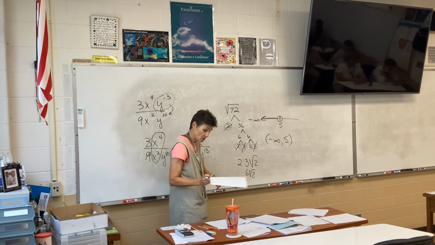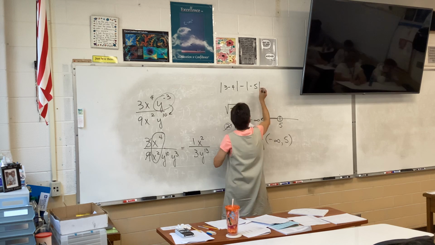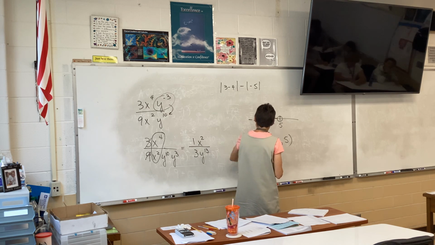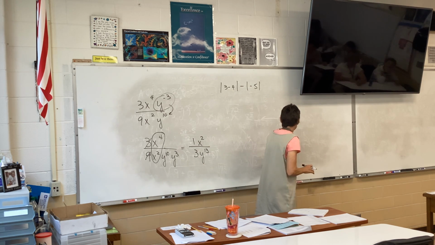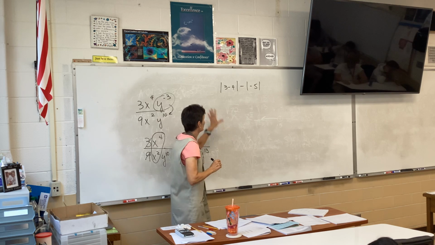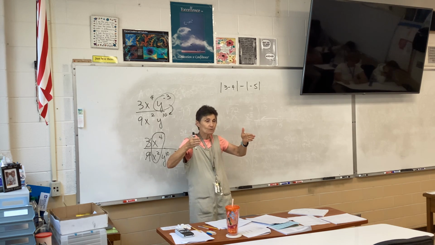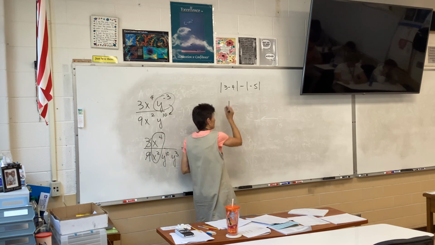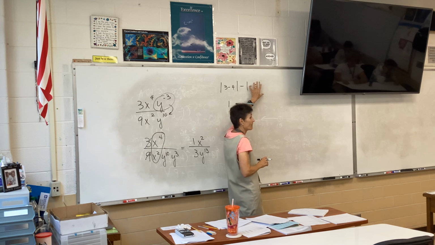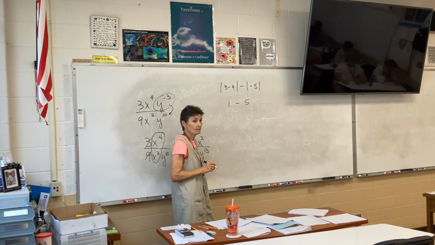All right, we're almost done with our practice quiz. We have to evaluate. So we're gonna do this carefully, one at a time, one piece at a time. It's very, very easy. All right, so what's 3 minus 4? Negative 1, but it's inside absolute value, so it's going to be positive 1. What's the absolute value of negative 5? 5. So what's the answer to the question? Negative 4.